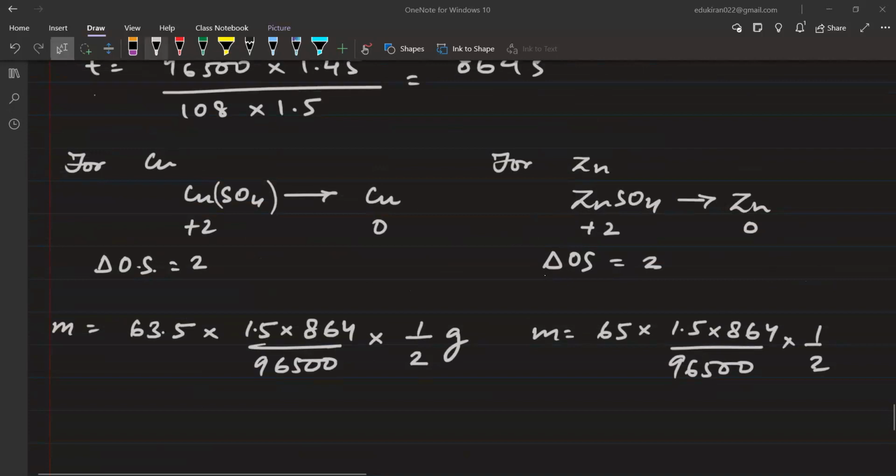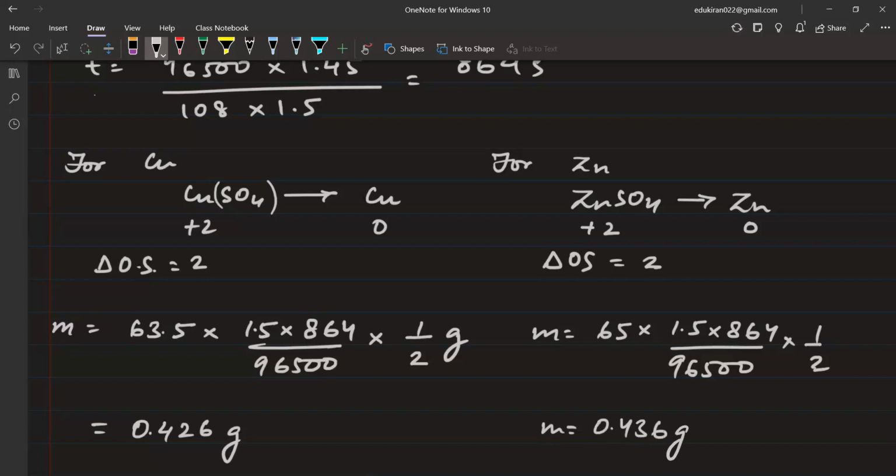बस कैलकुलेशन थोड़ा सा लंबी है यहाँ पे, otherwise everything is fine. For copper you are going to get 0.426 grams, and for zinc I think you are going to get 0.436 grams.